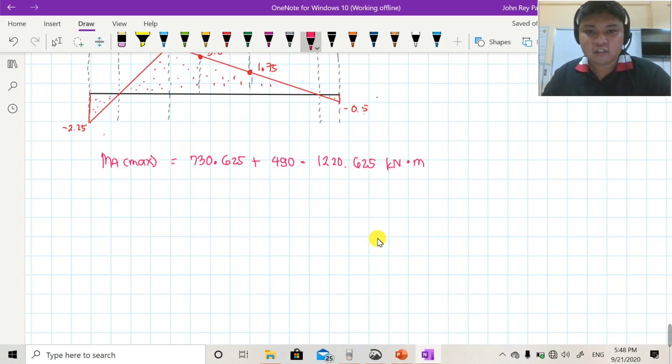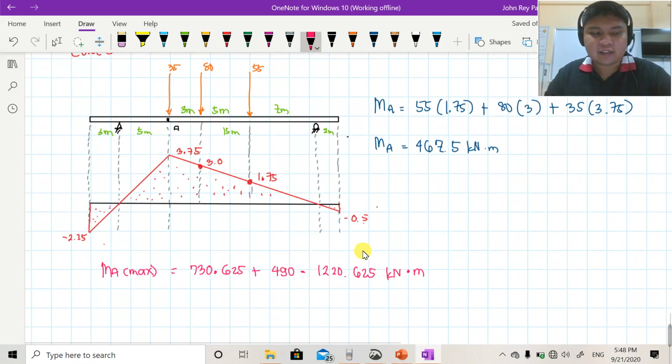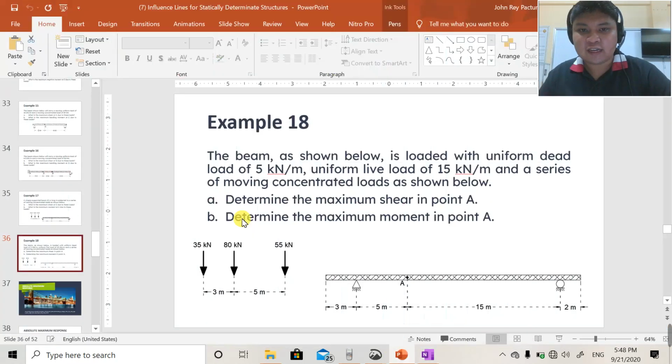So, yun, I hope naintindihan nyo itong topic natin regarding sa series of concentrated load. Madali lang siya. Ang mahirap nga lang dito is ratio and proportion saka yung paulit-ulit. So dito na natatapos yung ating example for application of influence line. I prepared 6 examples and this is now the last one.